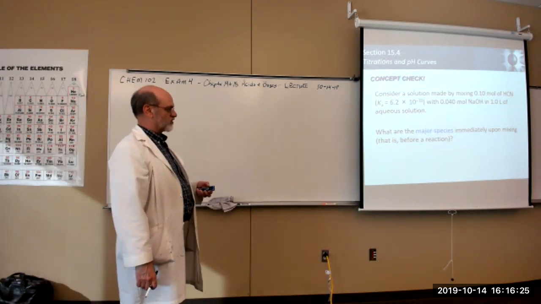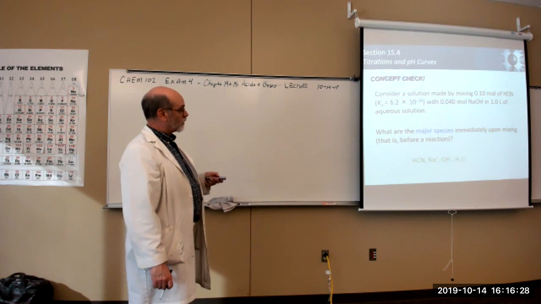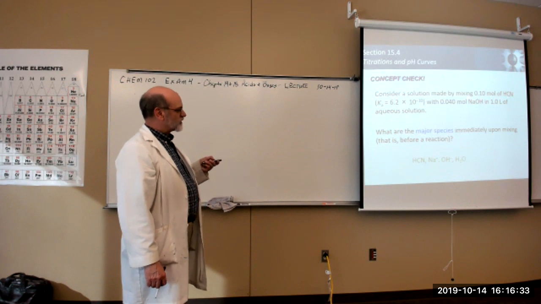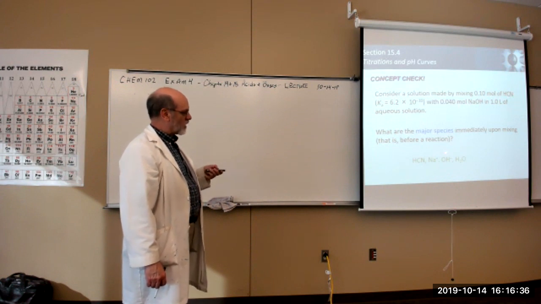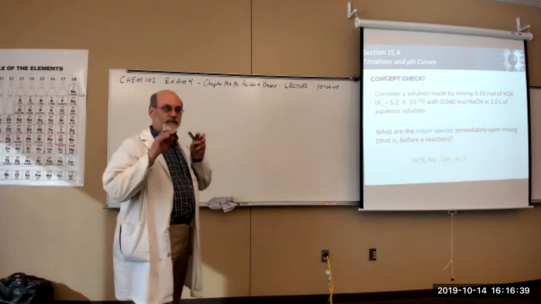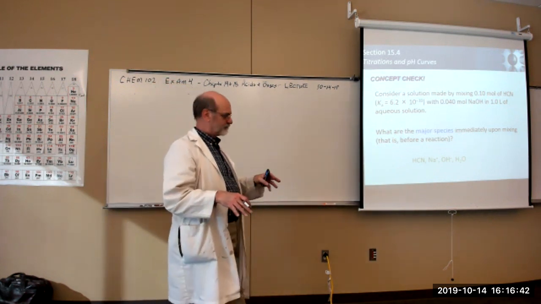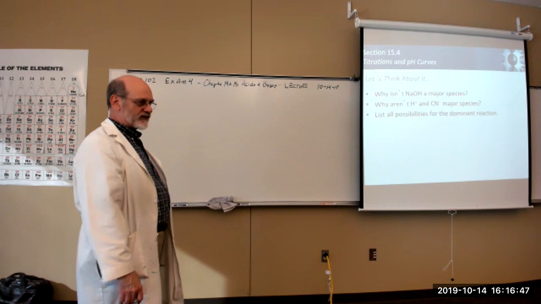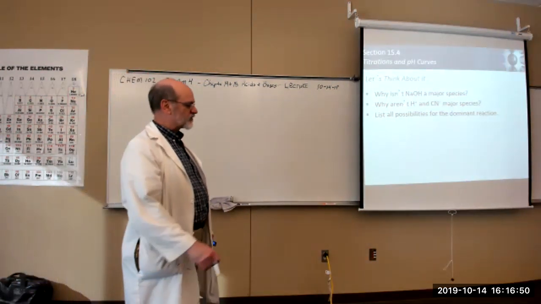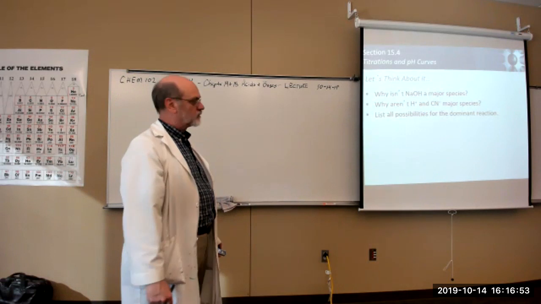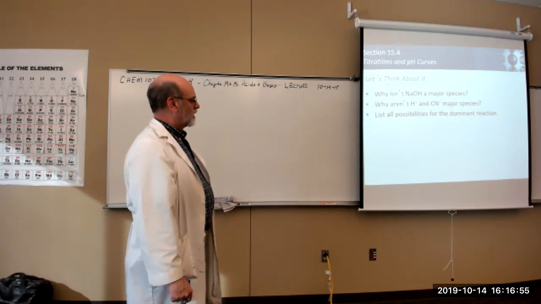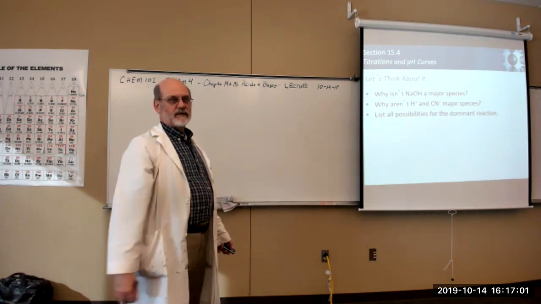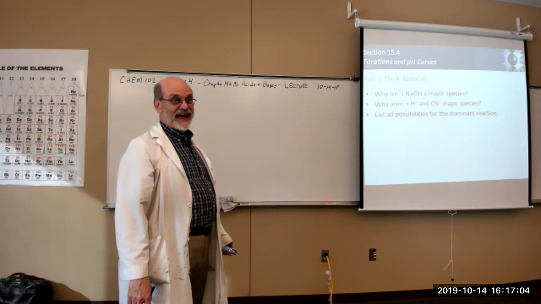That is, before the reaction. Well, before the reaction, this is a weak acid, so that's going to be the dominant species. This is a strong base, so it's going to have sodium ions and hydroxyl ions and water. So that's before the reaction. Okay. Sodium hydroxide is not a major species because it dissociates instantly upon hitting the water. Hydrogen ions and cyanide ions are not major species at this point because they come from a weak acid.